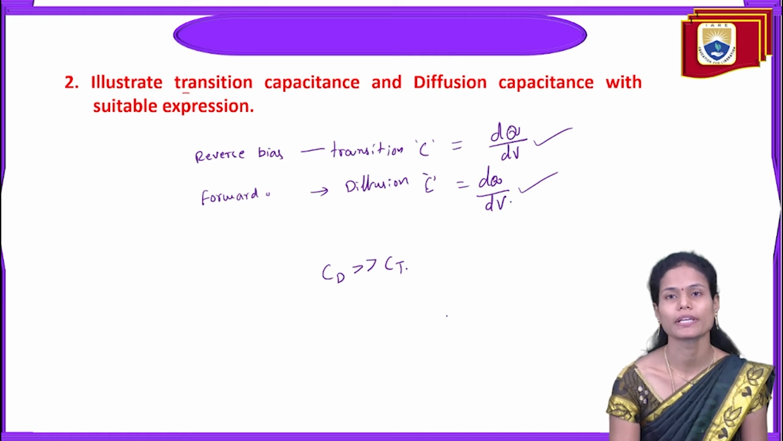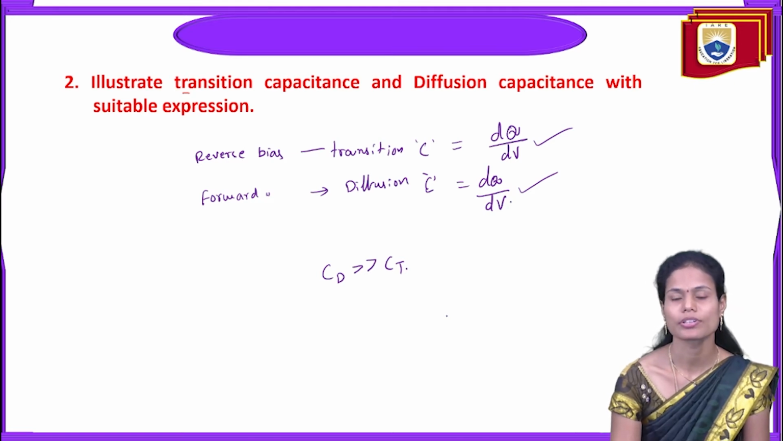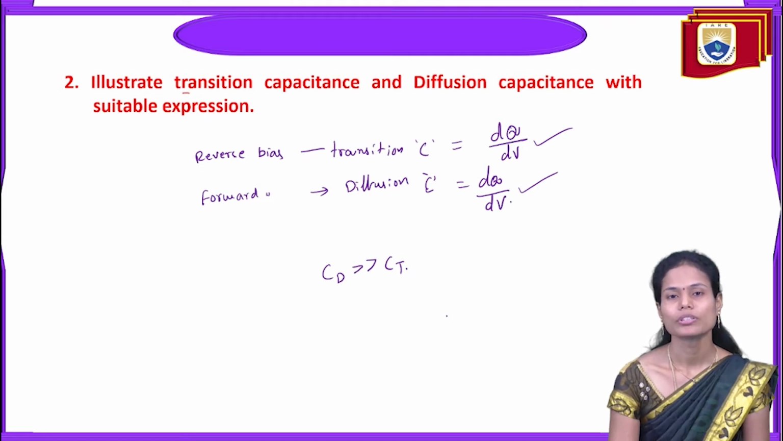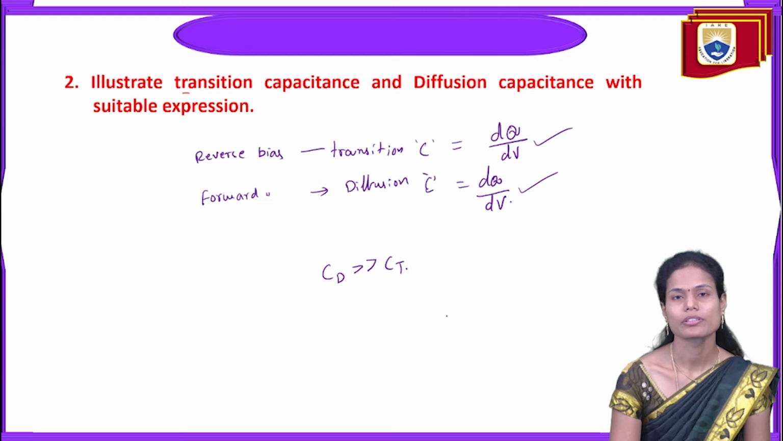So in this way we need to explain what is meant by transition capacitance and how it exists in the reverse bias condition, and what is meant by diffusion capacitance and how it exists in the forward bias condition here. So this transition capacitance value is less. Why? Because in the reverse bias condition the depletion region width is very high. So once the width of the depletion region is very high, the transition capacitance value is very low. But in the case of diffusion capacitance, since it exists in the forward bias condition, the depletion region width is very less in the forward bias condition. So that's why this value is very high.